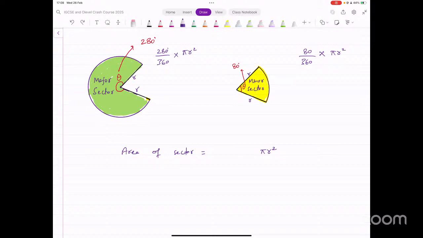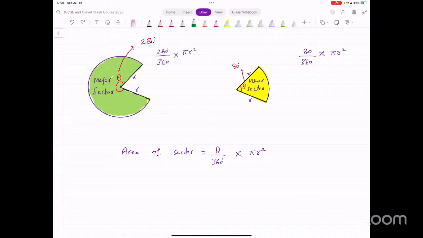So from this, we have a general formula for the area of a sector, and it looks like this: theta over 360 times pi r squared. For any of these shapes, major sector or minor sector, the formula is the same. It's just that in a major sector, the angle is going to be more than 180, and in a minor sector, the angle is going to be less than 180. But in either case, the formula is the same because you're just calculating the proportion of the whole circle that is contained in that sector.